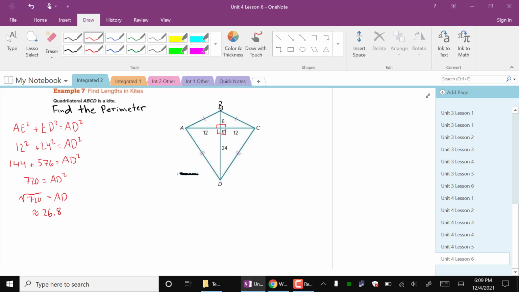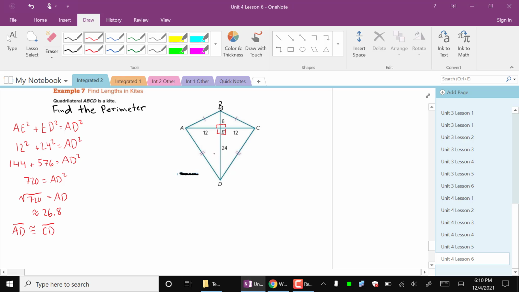Well, do we have to find CD over here? No, we don't have to find CD because we know that AD is congruent to CD. So we know from congruency that they are going to be equal to each other. So we know CD is going to equal 26.8. Well, what about these ones? We have to find these ones next.